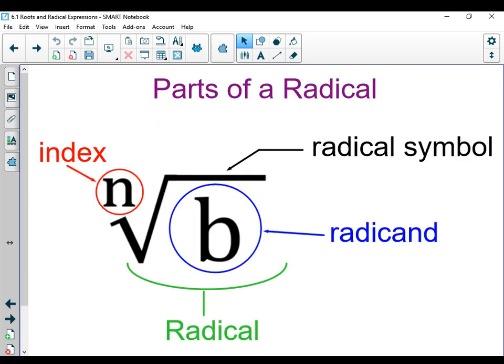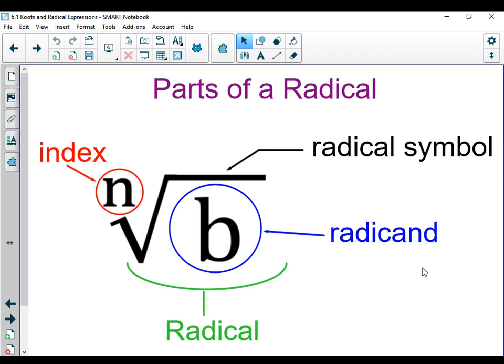So you've heard me talk about a couple of these things, but you might not have understood what I was actually referring to. If you have a little number up here, which in most cases we have not had, and if nothing's there, it's a 2. That's why we've always dealt with square roots. That's called your index. Now we're going to be looking at higher roots, like cubed root, 4th root, 12th root, and so on. That's your index. That's important, especially in your answer.